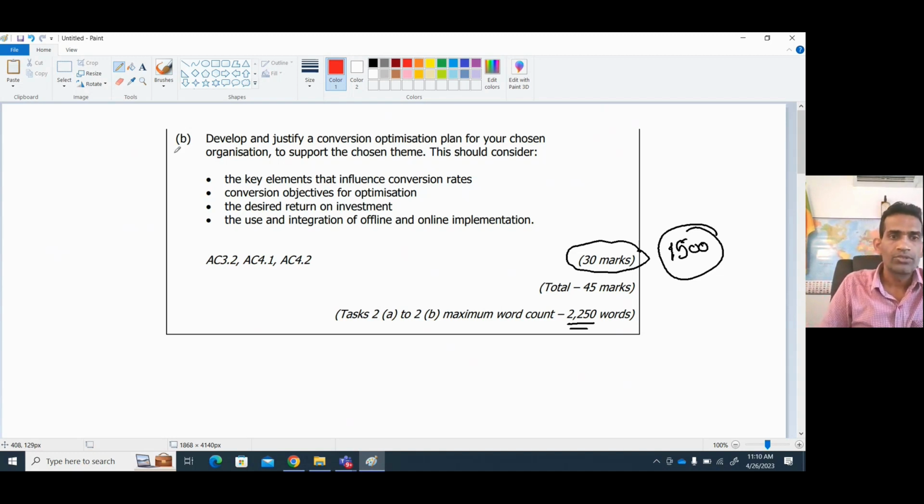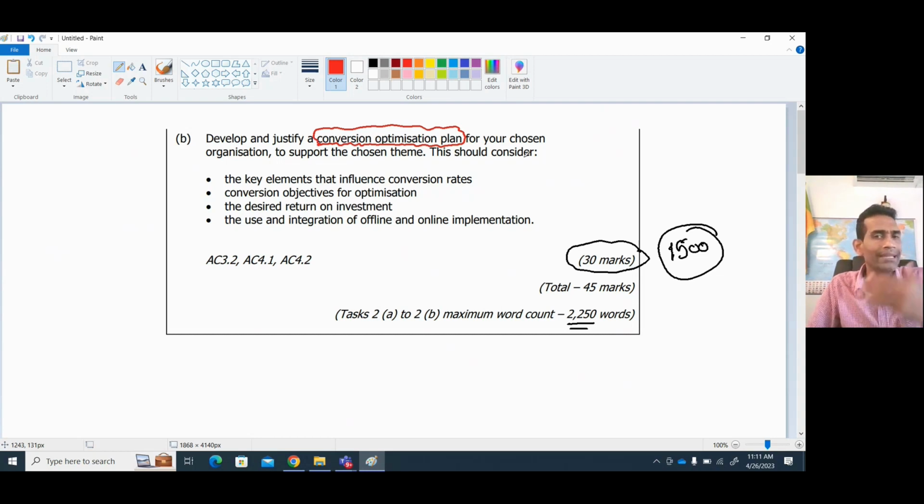So it's task 2 part B, and let's read it. Develop and justify a conversion optimization plan. Okay, this is about the conversion optimization plan. Now, this is something we were discussing in the classroom session, conversion rate optimization, CRO especially. We need to optimize the conversion, increase the conversion. In my previous video also I was talking about what we mean by conversion rate optimization.